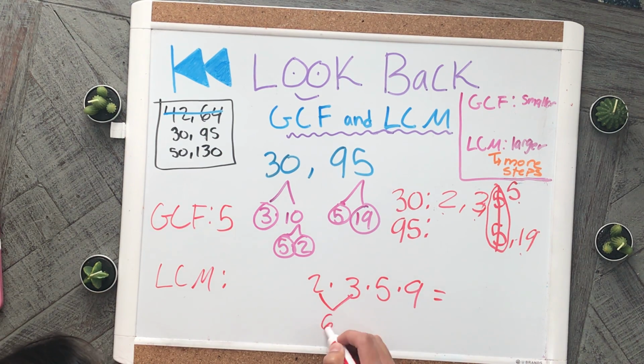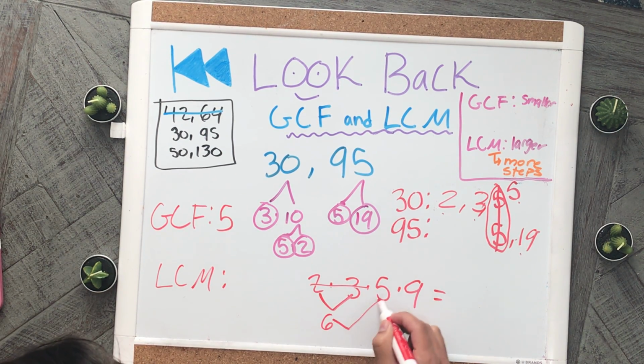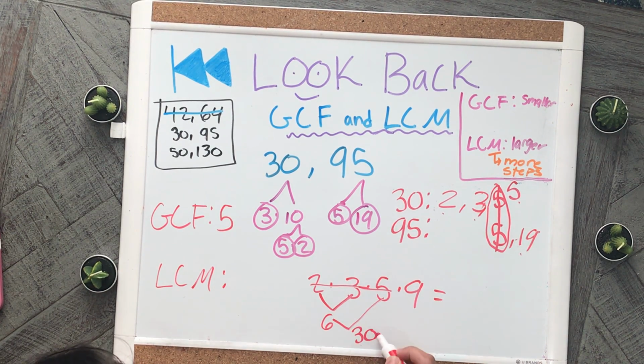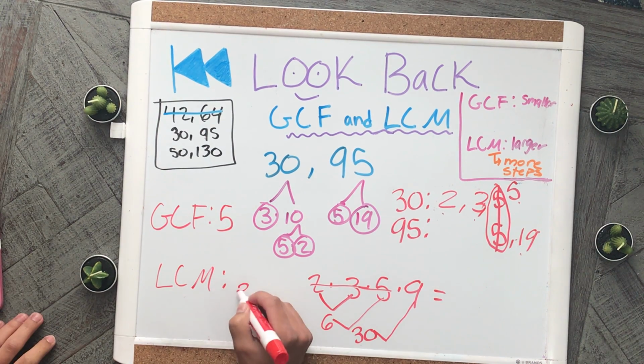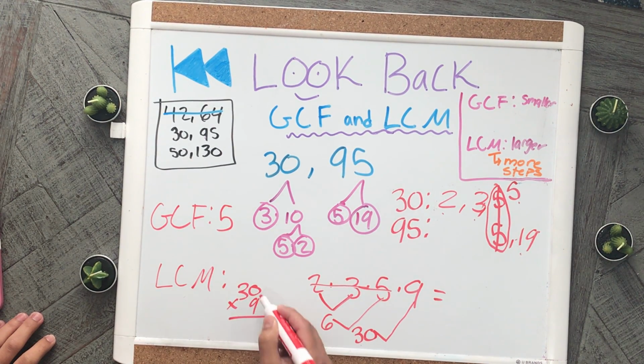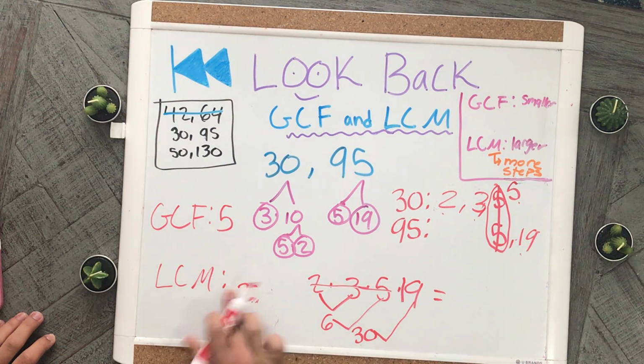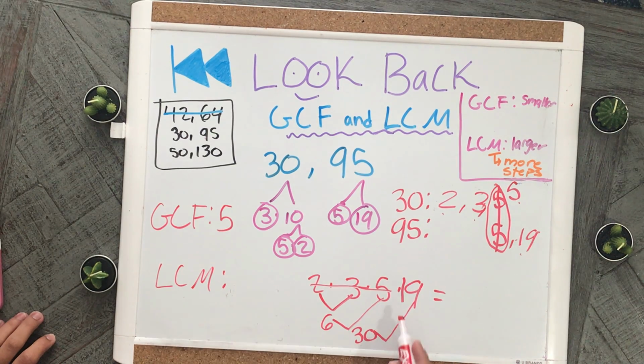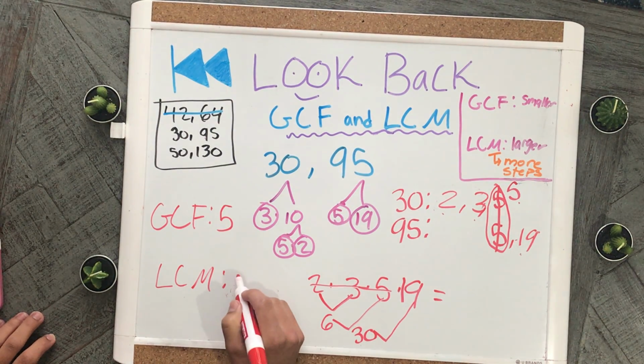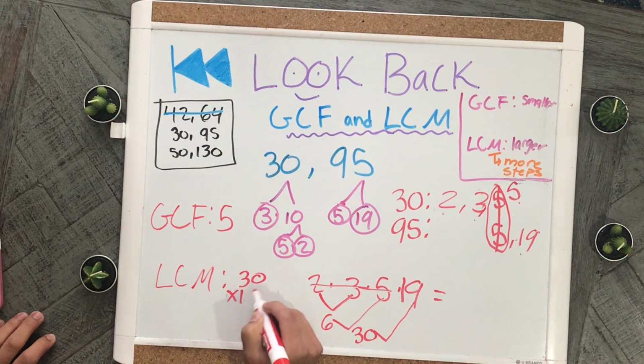2 times 3 is 6. 6 times 5 next is 30. And now 30 times this last number here. Let's figure that out. 30 times 9. 9 times 0 is 0. 9 times 3 is 27. Okay. I did 9. I was supposed to do 19. Okay, so let us multiply 30 times 19. My apologies. Okay, that was not a 9. That was a 19, correct? Yes. Okay, so 30 times 19.